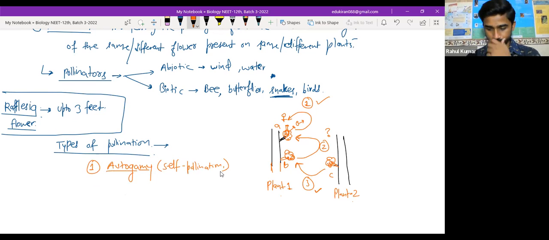Let's define it. In this, pollination takes place within the same flower, where the pollen grains from the anther are transferred to the stigma of the same flower. Is it clear, everyone?